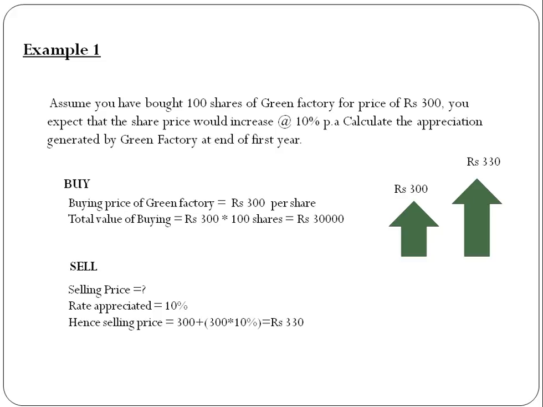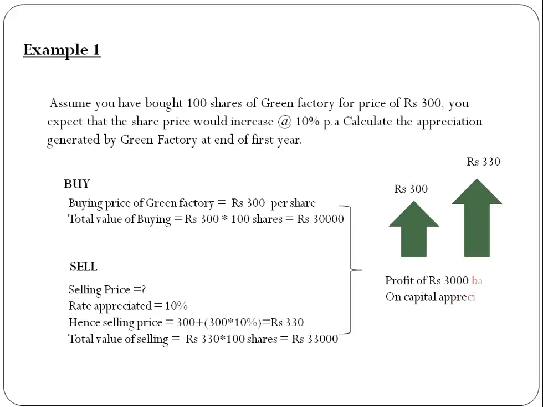You bought each share at rupees 300, which got appreciated to 330 rupees. Hence the total value of selling would be 330 into 100 quantity of shares, which is 33,000 rupees. On the whole, based on the two transactions, you are able to generate a profit of 3,000, which is otherwise known as realized gain. Why is it known as realized gain? Because you are booking the profit by way of selling the shares in the public market.